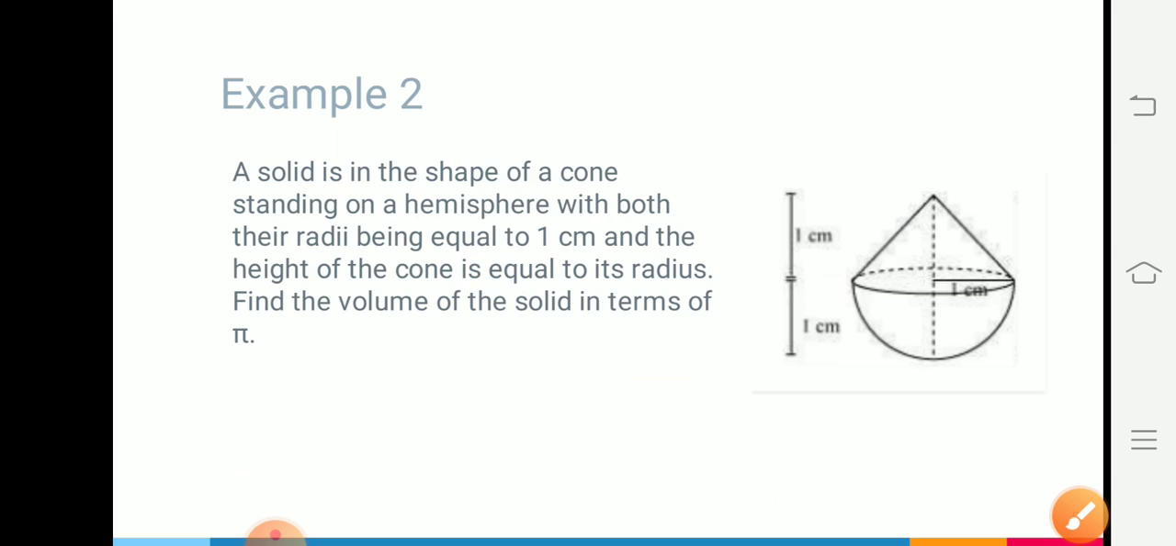The second example, a solid is in the shape of a cone standing on a hemisphere with both their radii being equal to 1 centimeter and the height of the cone is equal to its radius. Find the volume of the solid in terms of pi.